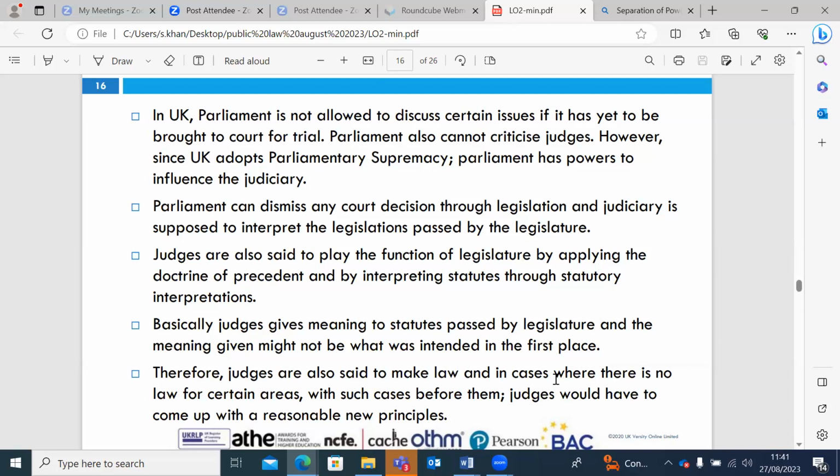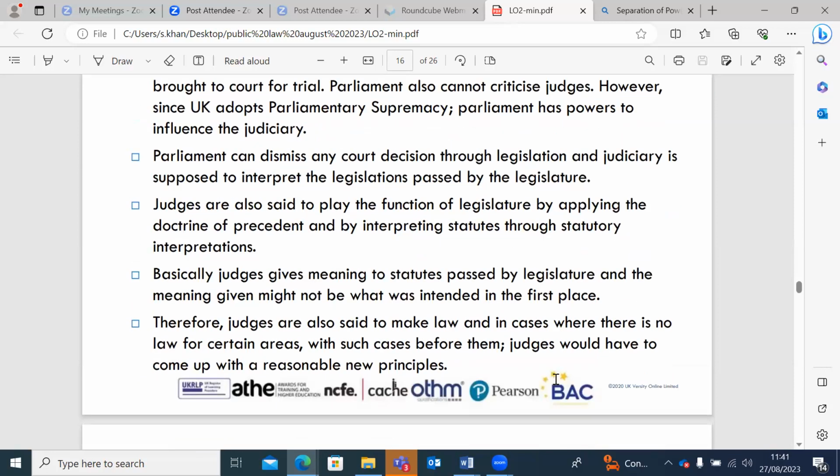Judges are also said to play the function of legislator by applying the doctrine of precedent and by interpreting statutes through statutory interpretation. Basically, judges give meaning to statutes passed by the legislature, and the meaning given might not be what was intended in the first place. Therefore, judges are also said to make law, and in cases where there is no law for certain areas, judges have to come up with a reasonable new principle.